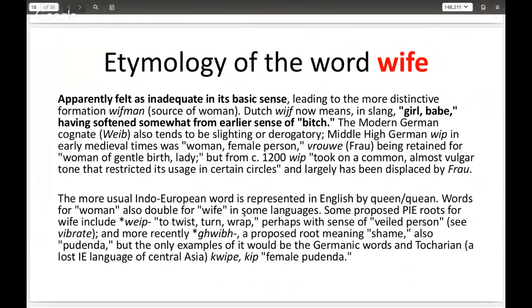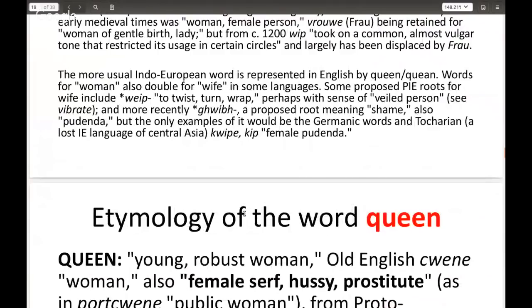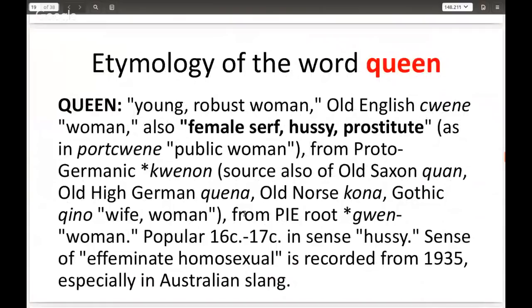Some proposed Proto-Indo-European roots for wife include wip, to twist, to turn, to wrap, perhaps with the sense of veiled person, and more recently, gwib, a proposed meaning shame, also pudenda, which is, how should I say, a female body part. So they're known basically for their vaginas and anything associated with it. And so it's female pudenda from one of the proposals in terms of the origins of this word. And so, they mentioned the more notable term queen.